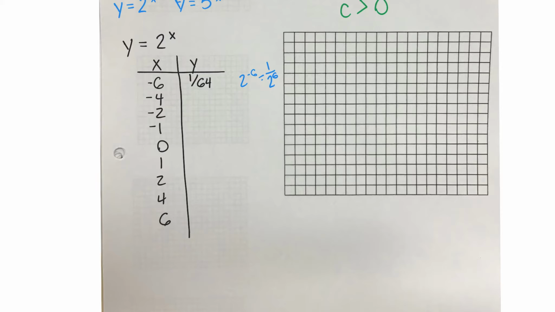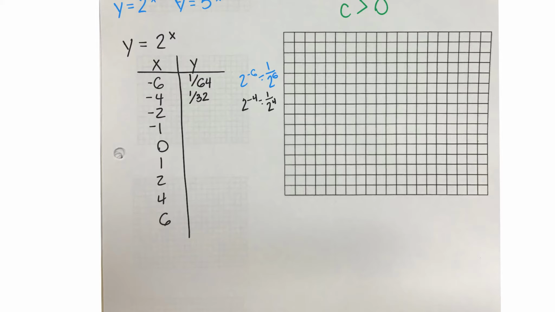All right, let's do the next one. If x is -4, we have 2 to the -4, which is the same as 1 over 2 to the 4th. 2 to the 4th is 32, so 1/32. Again, I really want to point out that there's no negative here. That negative became a positive when we moved it to the denominator. I don't want to see any negatives.